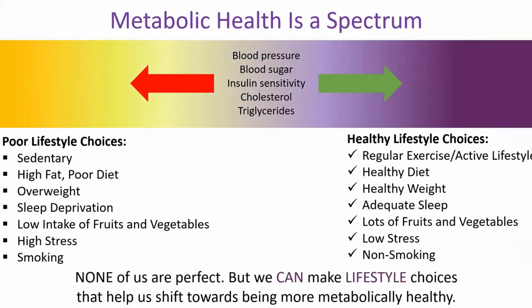Just a little bit more perspective here. Metabolic health is a spectrum, right? It's not just black or white. We know that poor lifestyle choices, like you're too sedentary, you have a poor diet, you're overweight, maybe you're not getting enough sleep, maybe you're stressed, maybe you're smoking, are poor lifestyle choices that usually then reflect on those dashboard markers that we look at. If you're making healthy lifestyle choices like regular exercise, a healthy diet, sleep, taking control of stress, and not smoking, then you tend to be on the healthy end of the spectrum.